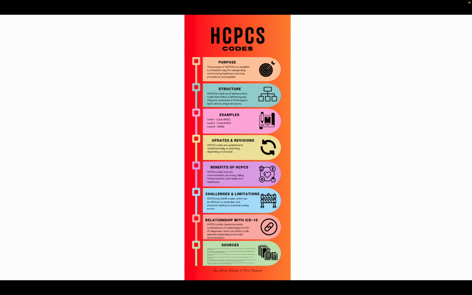Updates and revisions. HICS codes are updated and revised annually or quarterly depending on the level of the code. Level 1 codes are maintained by the AMA and they are updated and revised annually. For Level 2 and Level 3, they are managed by the CMS and they are updated and revised quarterly throughout the year. Level 2 codes are updated based on stakeholder recommendations, CMS review, public discussion, and finalization. Local Medicare contractors maintain Level 3 codes, which are often updated using a similar approach at the local level.